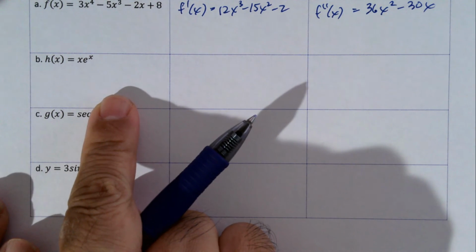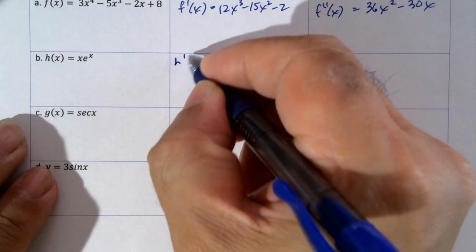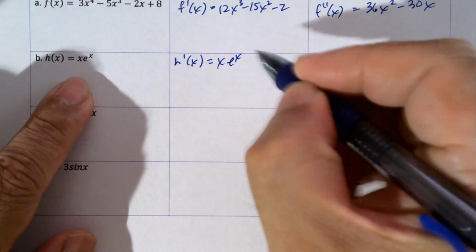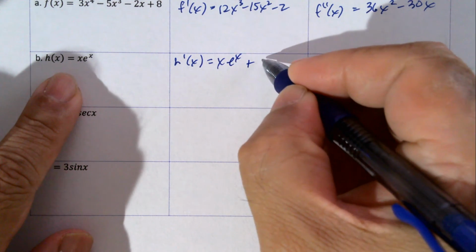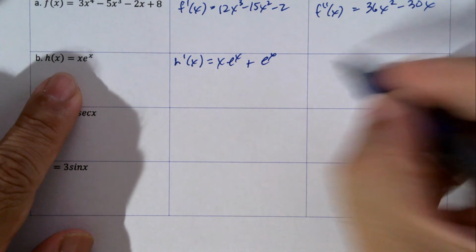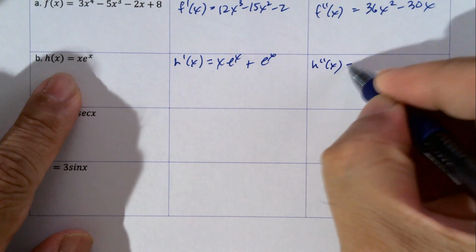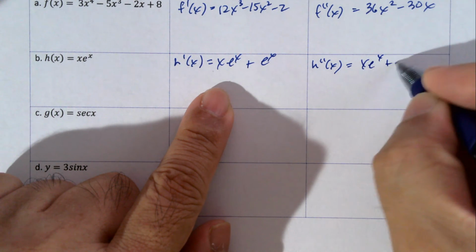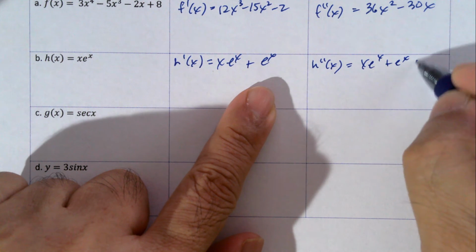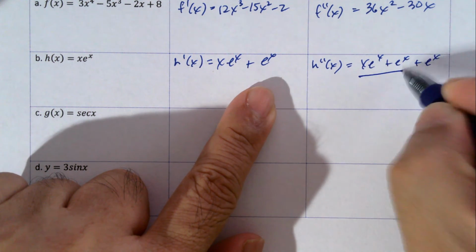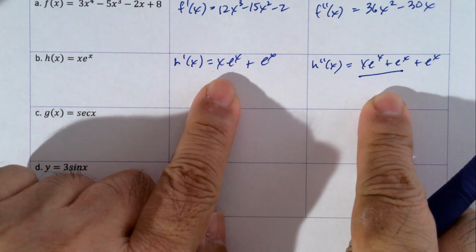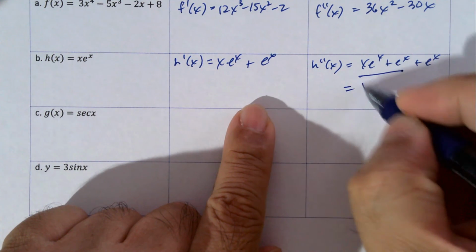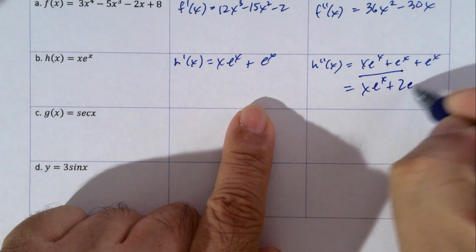So this one, which is not very friendly, h prime of x, keep the x, take the derivative of e to the x, which is itself, plus derivative of x, which is 1, so it's x e to the x plus e to the x. Second derivative, well, we know what the derivative of x e to the x is. It's x e to the x plus e to the x, and then take the derivative of e to the x, so it's plus e to the x. So this is the derivative of the first term, because we've done it before, and then e to the x is the derivative of that. So you should clean this up to x e to the x plus 2e to the x.